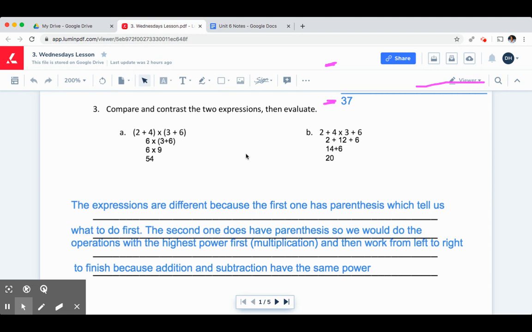What did you notice was similar and different about these two expressions? Well, I noticed that both of these expressions had the same numbers. They both have 2, 4, 3, 6, and they both have the same operations: addition, multiplication, and then addition again. What's different about them is that A has parentheses and B doesn't have parentheses. Why does that matter?